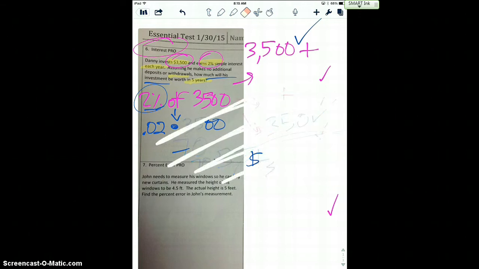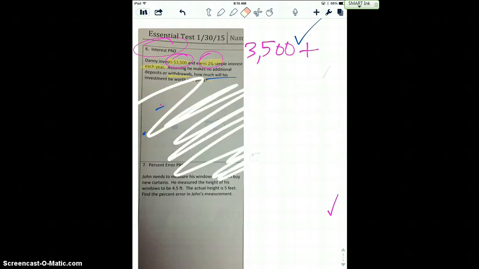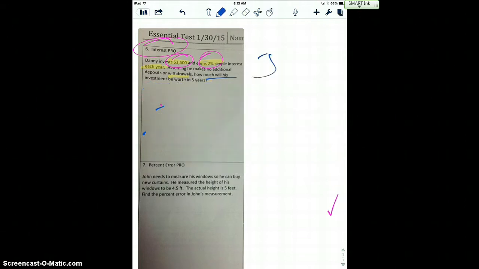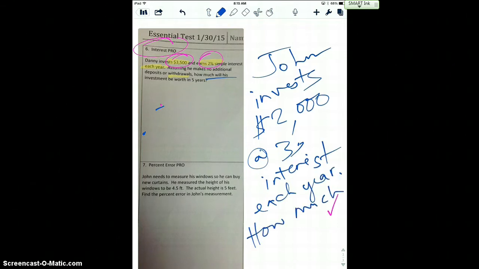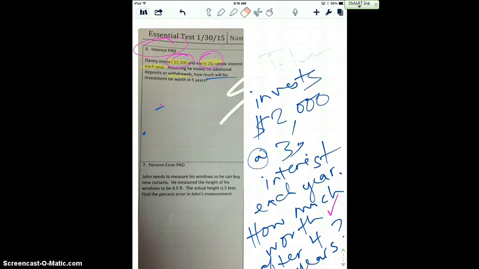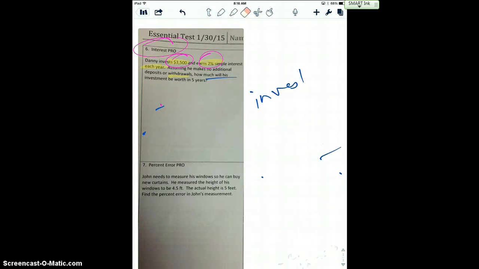So my question for you for practice here is, let's say you have John. He invests $2,000 at 3% interest, simple interest, each year. How much is his investment worth after 4 years? Okay? All right, and the final problem that I'm going to go through is the percent error.